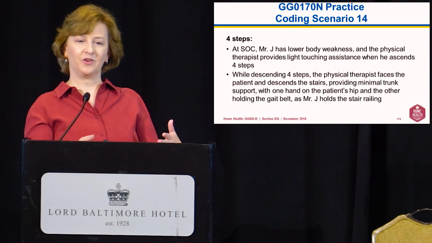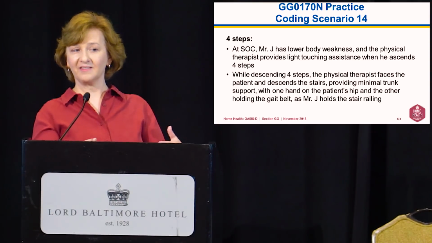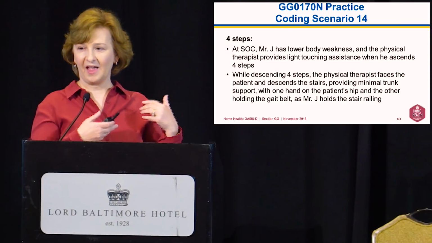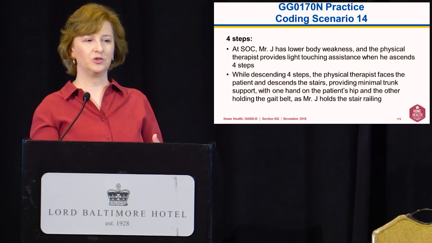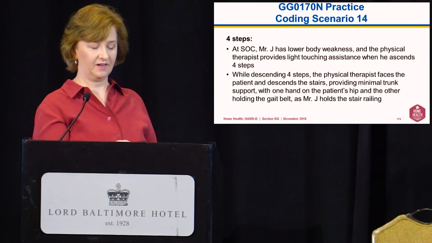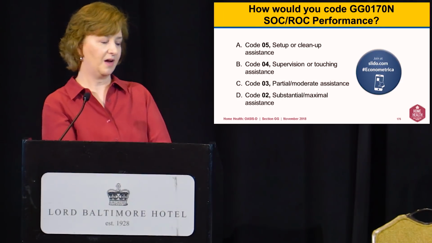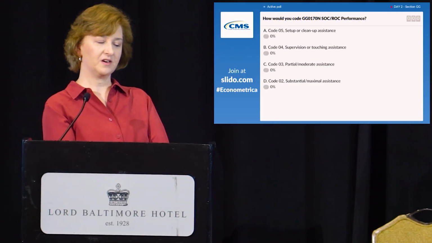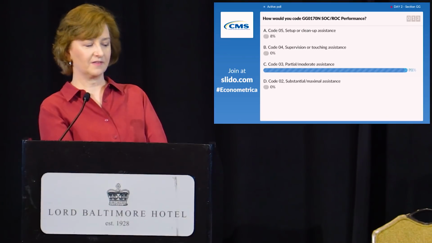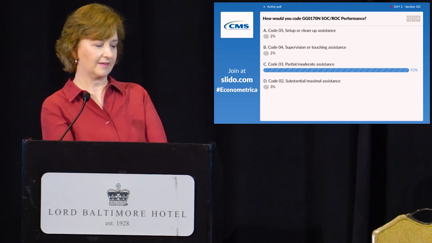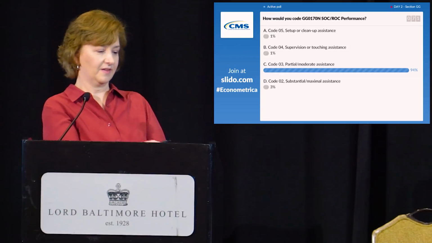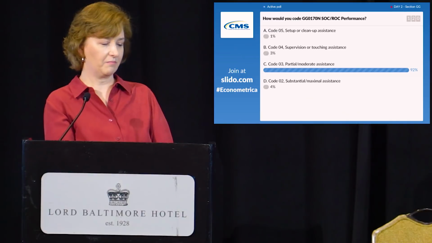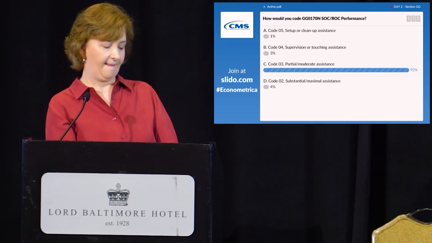So it's your judgment whether the helper is performing less than half of the effort, the patient is doing more than half the effort, so that would be a 3, or if the helper is doing more than half the effort, that would be a 2, or if the helper is doing all the activity, that would be a 1. So the coding options here are 5, setup or cleanup assistance, 4, supervision or touching assistance, 3, partial moderate assistance, 2, substantial maximal assistance. Okay, it looks like there's about 100 people who have submitted so far.